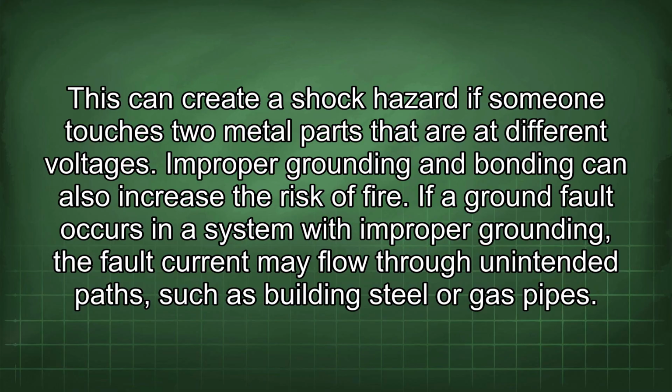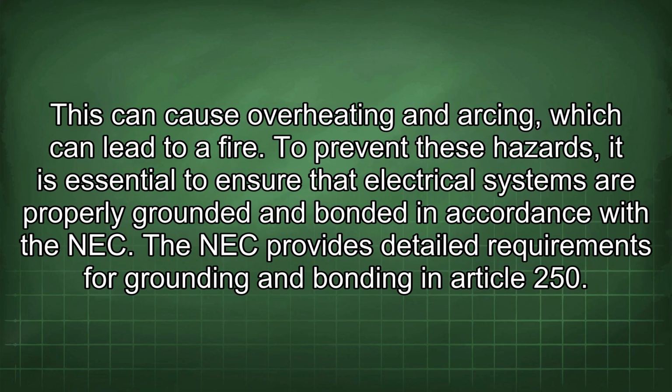Improper grounding and bonding can also increase the risk of fire. If a ground fault occurs in a system with improper grounding, a fault current may flow through unintended paths, such as building steel or gas pipes. This can cause overheating and arcing, which can lead to a fire.